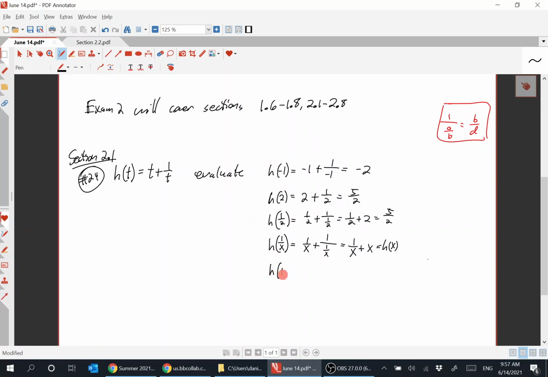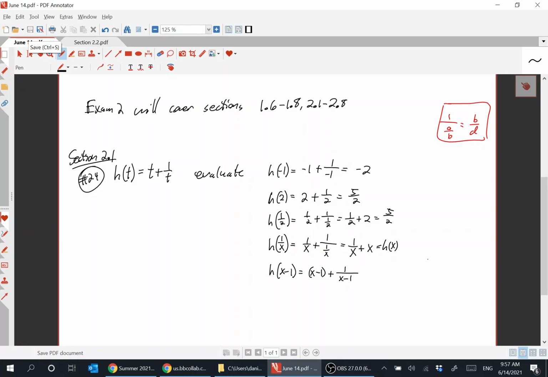And then lastly, it asks you to evaluate h of not 1 minus x, but x minus 1. And so that becomes x minus 1 plus 1 over x minus 1. So you could just leave it at that. So that's 24.